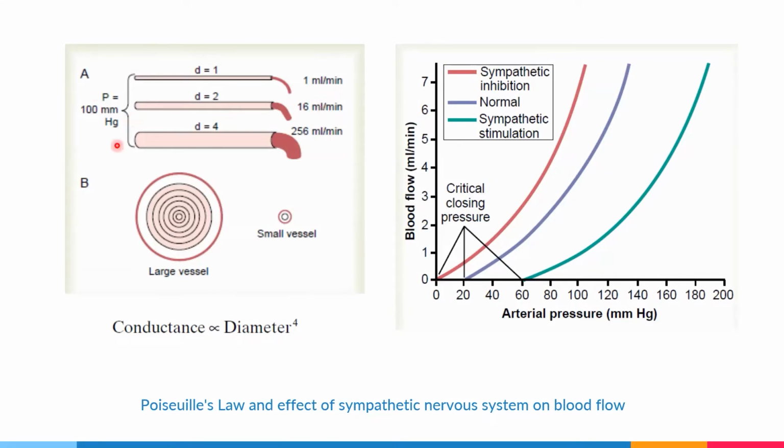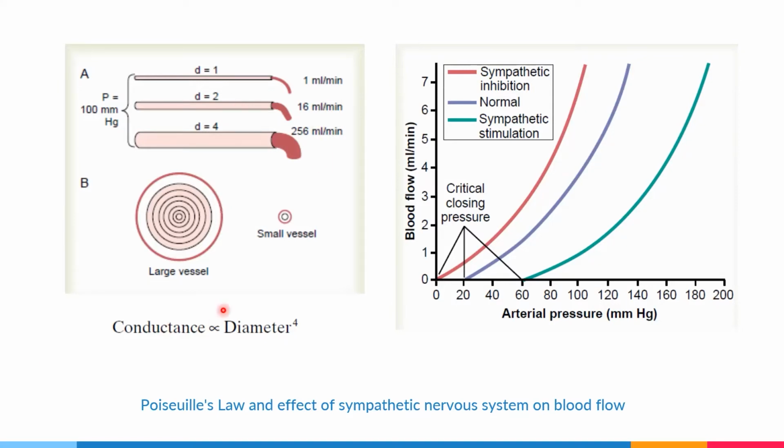But keeping the pressure constant, if the diameter is doubled, then the rate of blood flow increases in the fourth power. That is, the flow now becomes 16 milliliters per minute, that is 2 to the power 4. Similarly, if the diameter is increased by 4 times, then the flow also increases to the power of 4 and becomes 256 milliliters per minute.